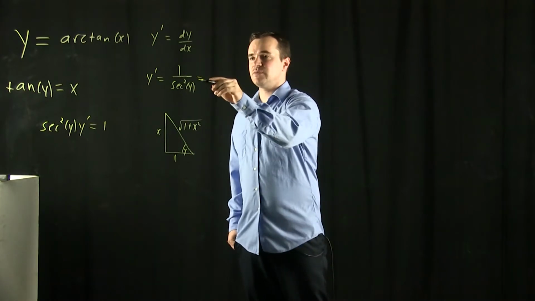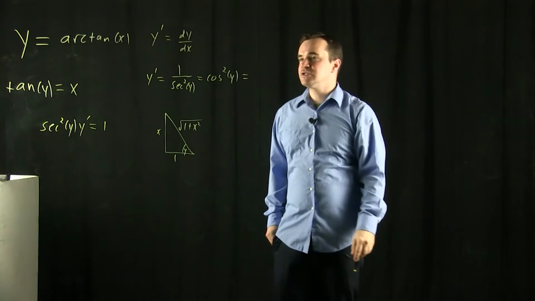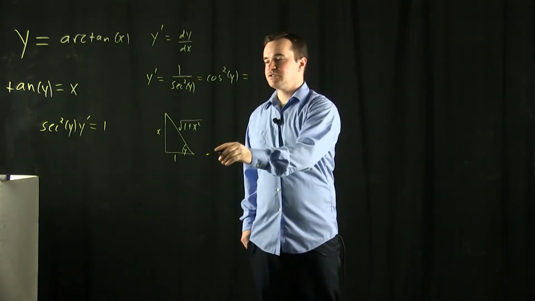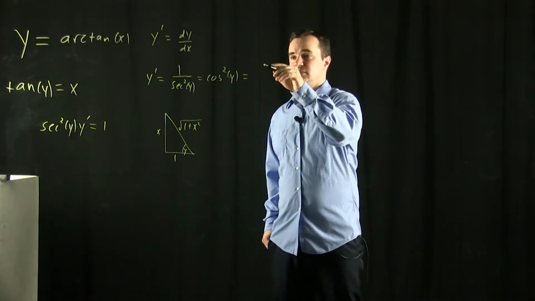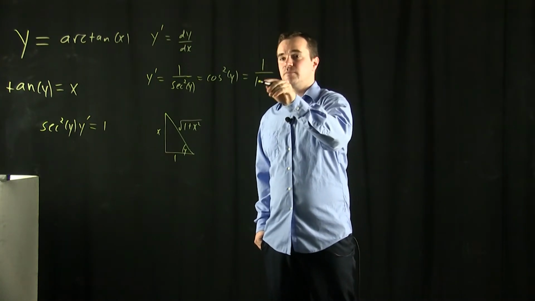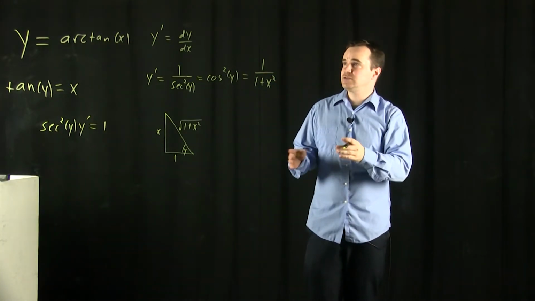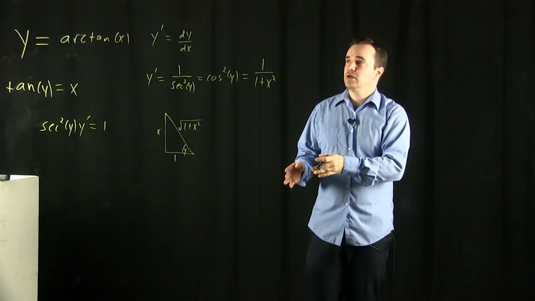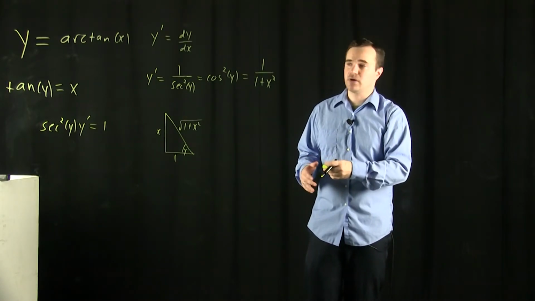So 1 over secant squared is going to be cosine squared of y. So you just need to take cosine of y, which is going to be adjacent over hypotenuse, and then square it to give you 1 over 1 plus x squared. And that's the derivative of arctangent using implicit differentiation. It's a super quick argument.